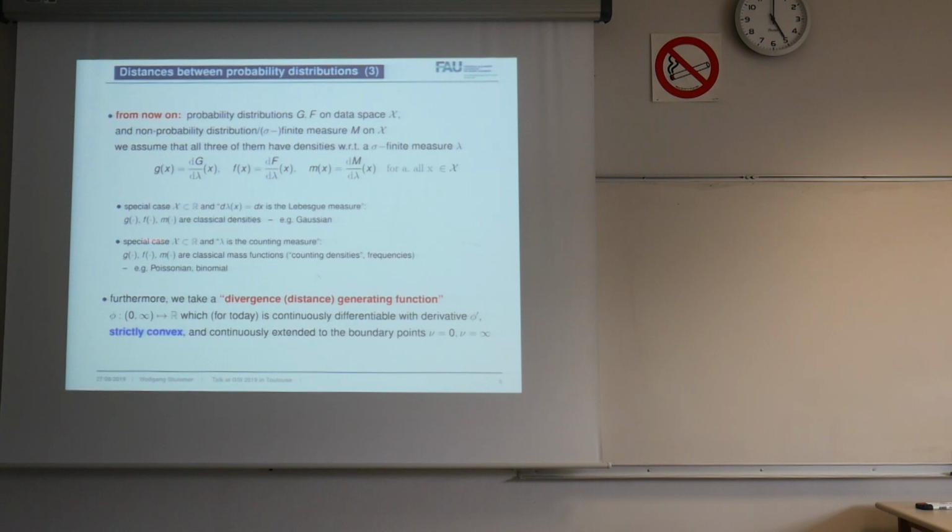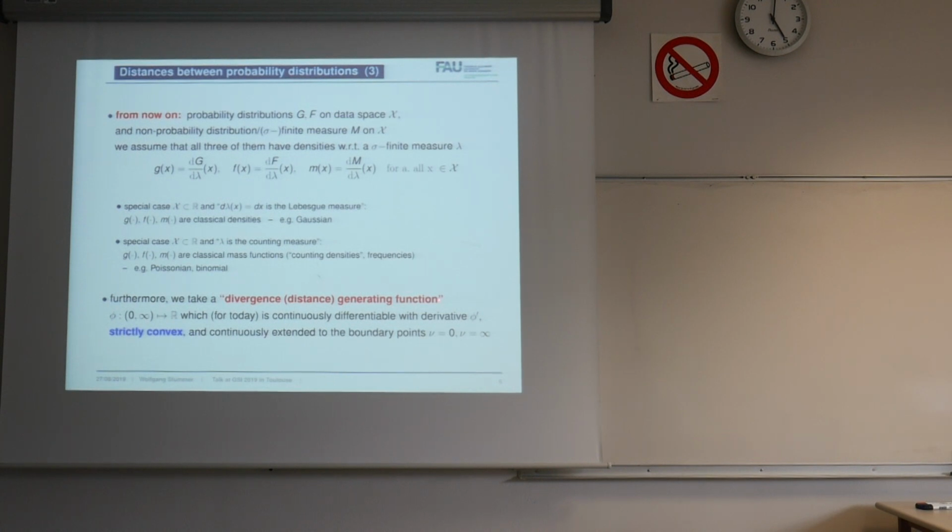And the other important special case is if lambda is the counting measure, so we have maybe a discrete set of states, and for each state, lambda puts the mass 1. That's the counting measure. And then G, F, and M are just classical mass functions or counting densities or frequencies, maybe non-normalized for M. Just think of maybe Poissonian, binomial, things of that. And of course, you can take mixtures thereof.